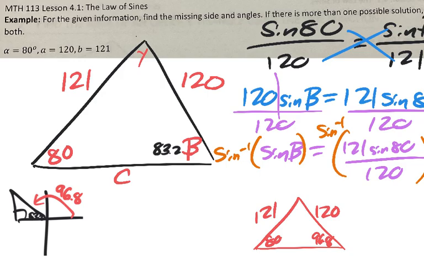Can I find a third angle? It's got to be the 83 one. Can I find a third angle here? Yes. 96.8 plus 80 is 176.8, which means this could be an angle of 3.2. It exists. This one has two solutions.